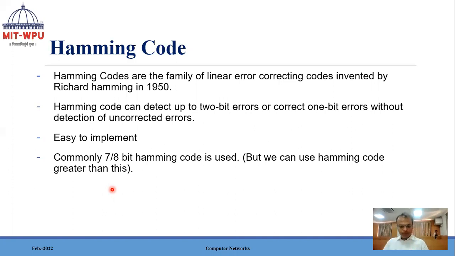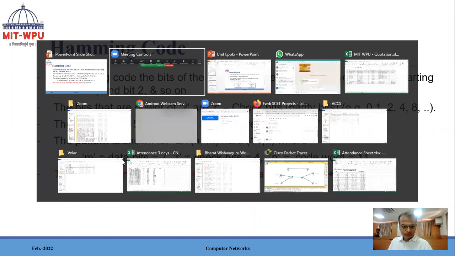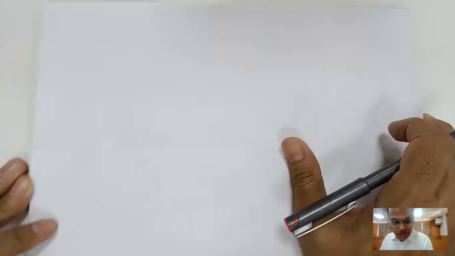Now you can have 7-bit code or 8-bit code Hamming code, or multiple. This is generally 7-bit or 8-bit code which is used. Instead of in the PPT, I'll give you the details on the paper itself, right?